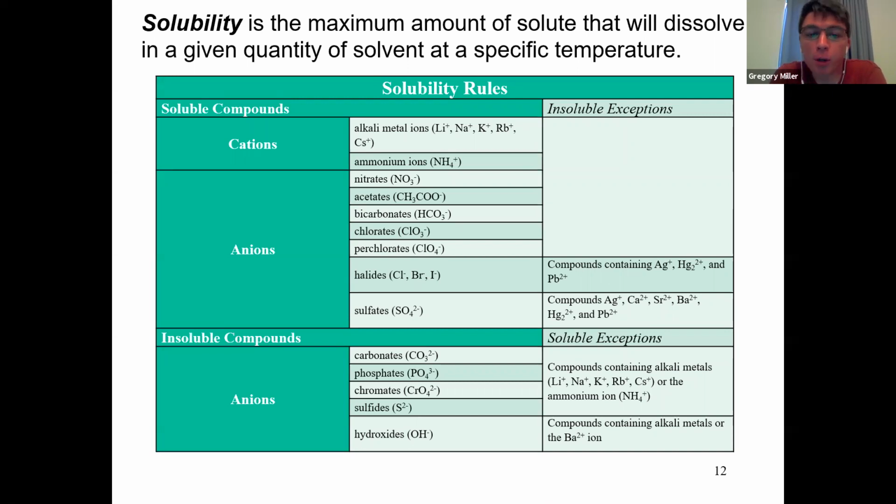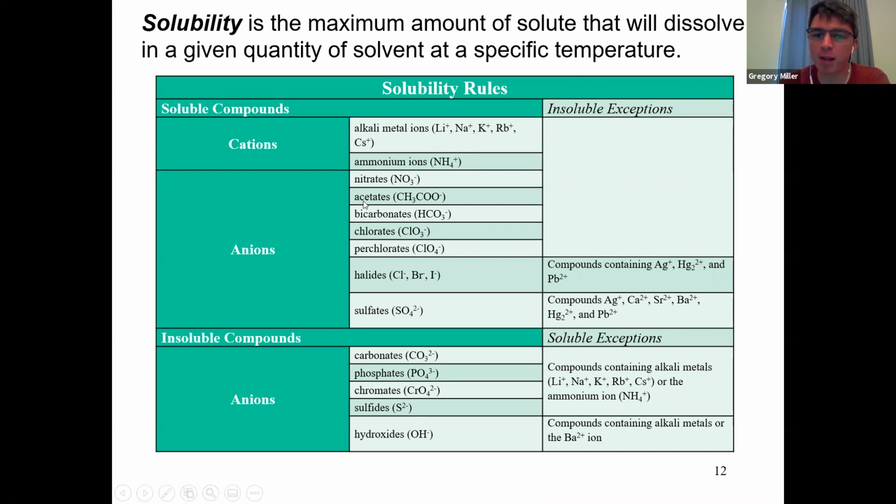So your soluble compounds, these are things that are generally soluble. For example, your alkali metal ions or your group 1 metals, lithium, sodium, potassium, rubidium, cesium. These things tend to be soluble. The insoluble exceptions are absolutely none. So if you have a compound with one of those ions in it, it will be soluble always. If you have the ammonium ion, NH4+, this is one of your polyatomic ions, it will be soluble with no exceptions. It will always be soluble.